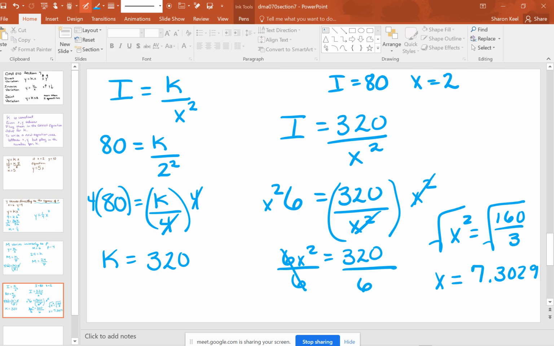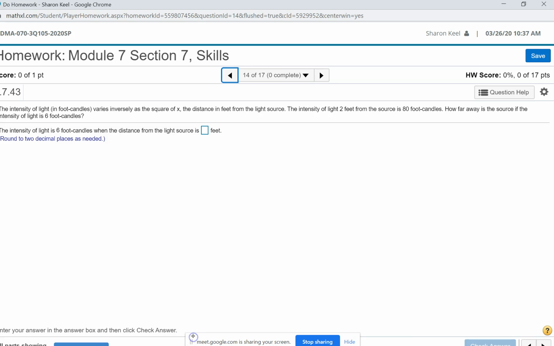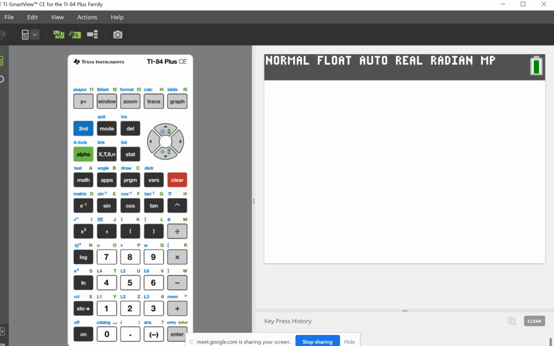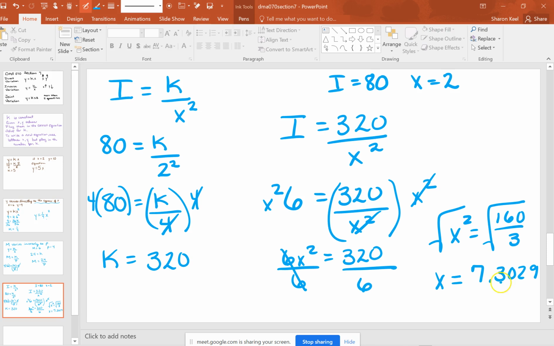And let me look back and see how they want me to round. They say to round to 2 decimal places as needed. So to round to 2 decimal places means I would look to the 2, and my answer for x would be 7.30. So there you have it. These are our different variation problems from section 7.